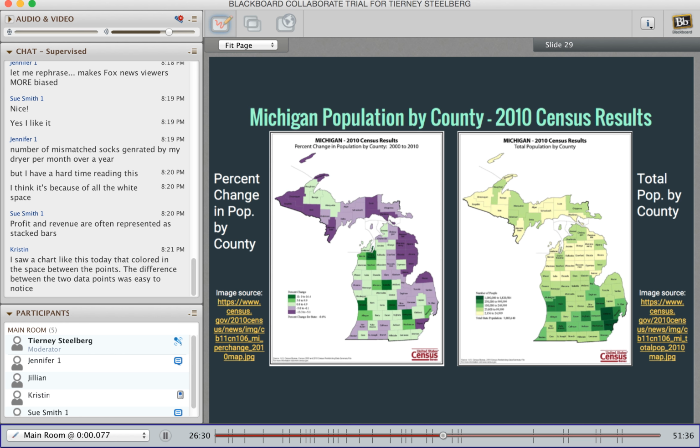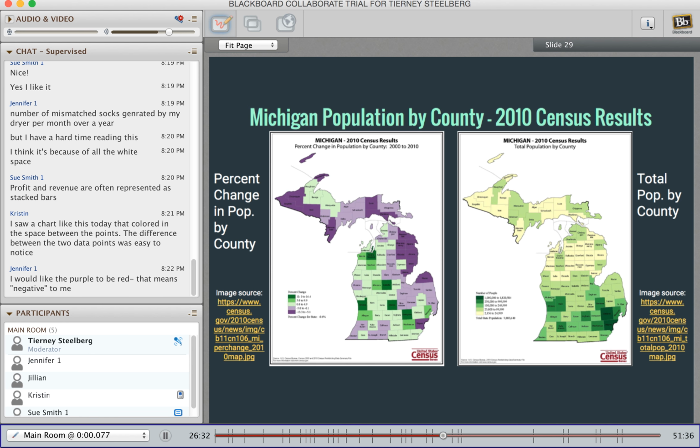Kristen said earlier, I missed it about the dot plot, but she saw a chart like that today that colored in the space between the points. The difference between the two data points was easy to notice. That makes a lot of sense. Jennifer says, I would like the purple to be red. That means negative to me. That's a really great point.